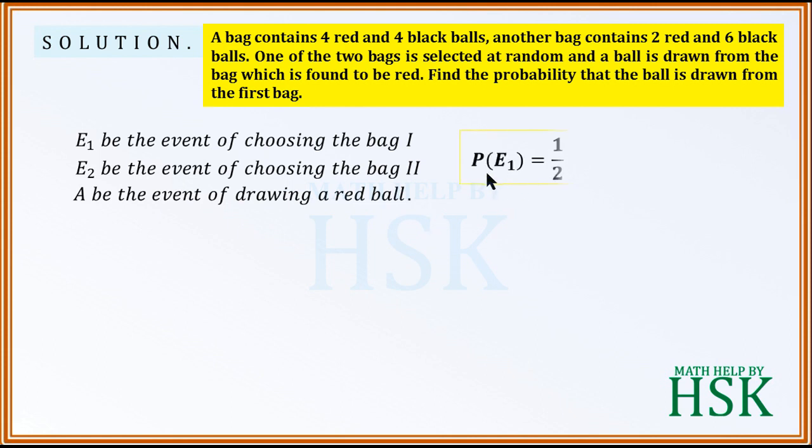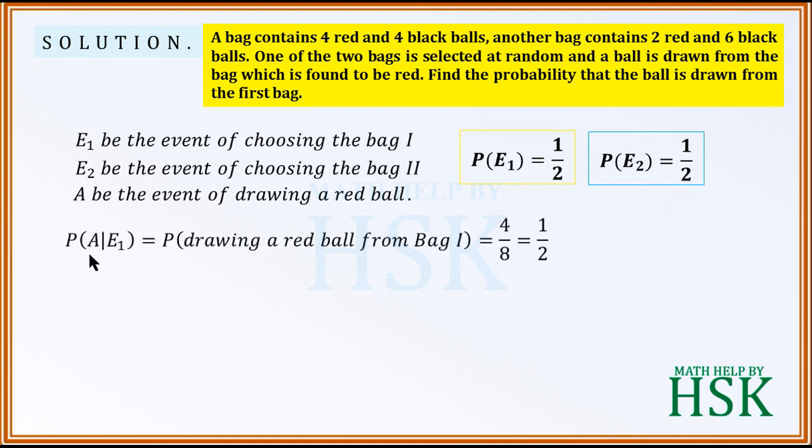Then we can easily write probability of E1 as equal to 1 by 2 because there are two bags and out of which one bag is selected, that is bag 1 is being selected. So probability of E1 would be equal to 1 by 2, and similarly probability of E2, that is probability of selecting the bag 2, would be equal to 1 by 2.